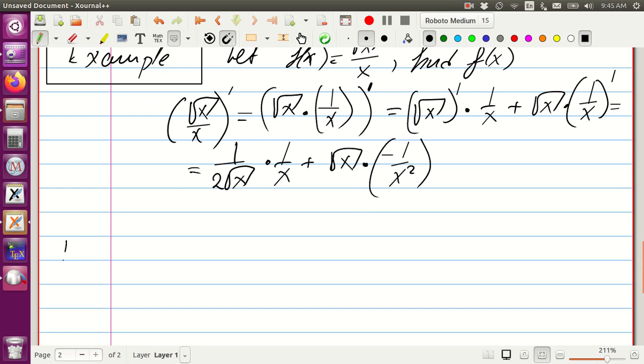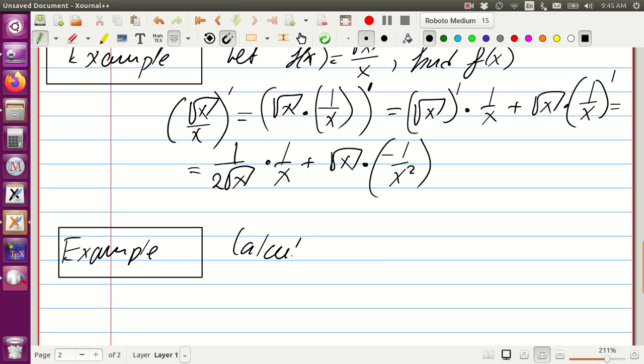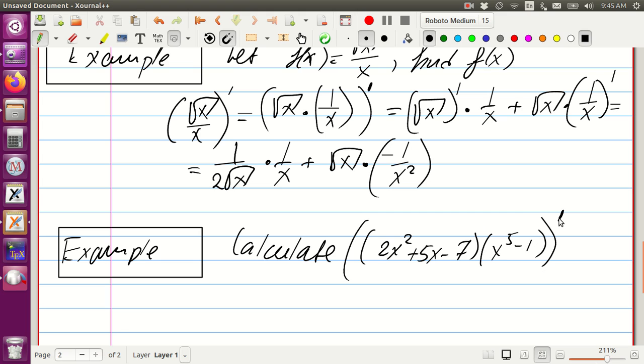All right, so in the next example, we're asked to find the derivative of the following function. Calculate the derivative of 2x squared plus 5x minus 7 times x to the 5 minus 1. So we have a couple of different ways to do it. The first way is to FOIL it out, which will take us some time, and then take the derivative of a polynomial, which shouldn't be hard. Another way is a direct approach by using the product rule.